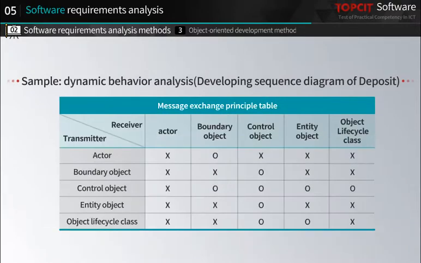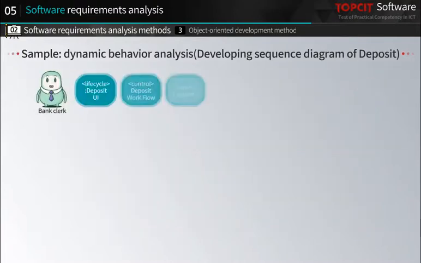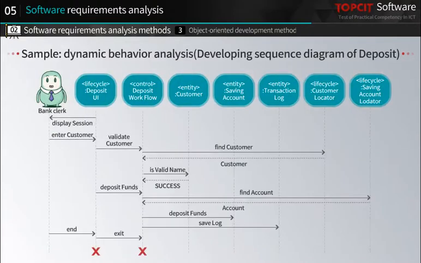Message passing between objects follows the criteria described in the table on the screen. O indicates an acceptable message sequence. The diagram on the screen is a sequence diagram developed by applying the responsibility assignment result and message exchange principle table. As there is an actor called a bank clerk, it is a sequence diagram in which the participating objects are listed on the x-axis, and which events occur between each object and what behaviors are being performed by which responsibility.